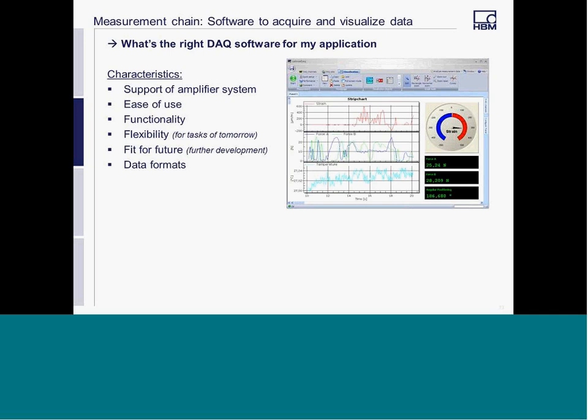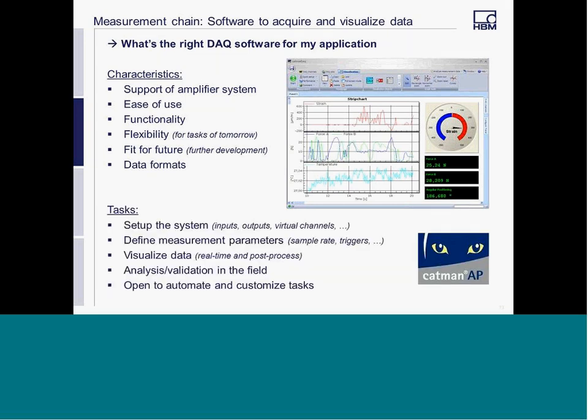And last but not least, also data formats. You have analysis software, and then your software must be able to feed that into your analysis software. Good. The typical tasks are to set up the system, to define measurement parameters like triggers, of course to visualize your data, and to do already in the field some analysis. Not big analysis, but some, let's call it validation. That's an important task of a DAQ software.